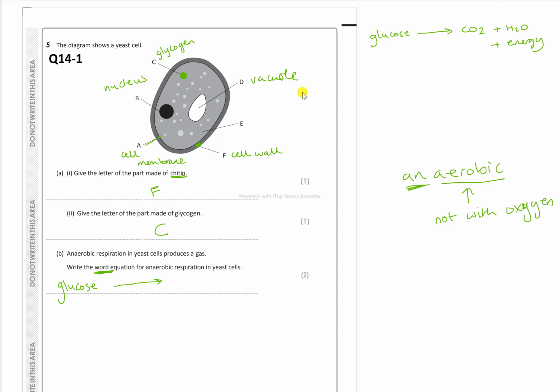Okay, and then for glucose it doesn't release all the energy like up there, so you end up with ethanol plus, the waste product is CO2, and you'll release some energy, but the main thing is, does it say fermentation anywhere? Right, okay, this is used to make alcohol by fermentation.